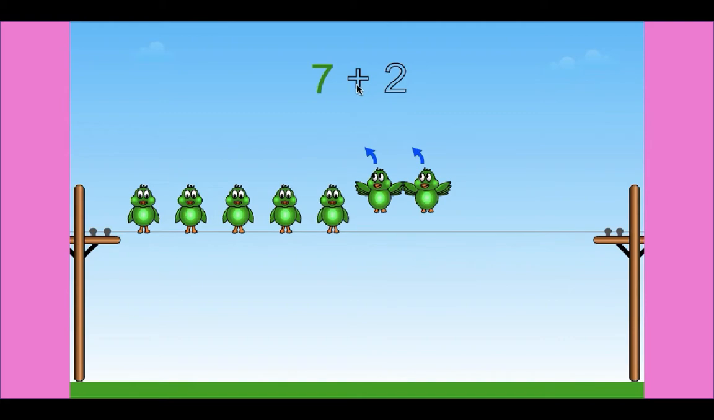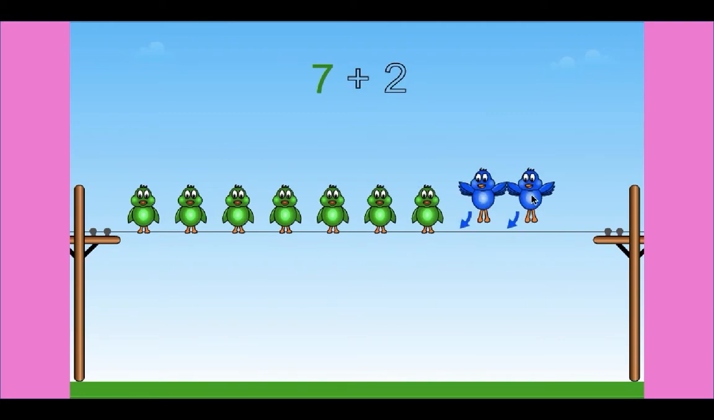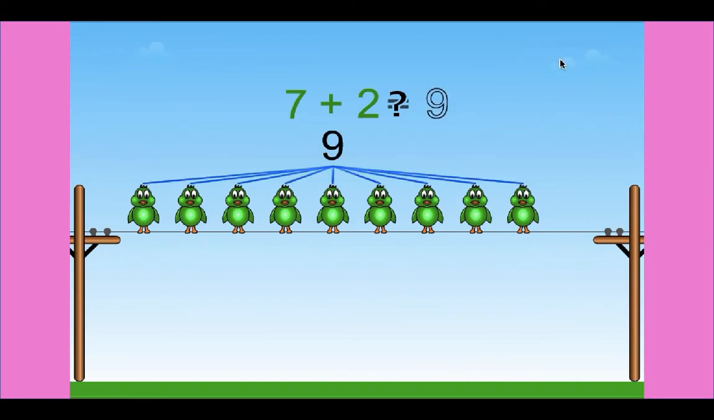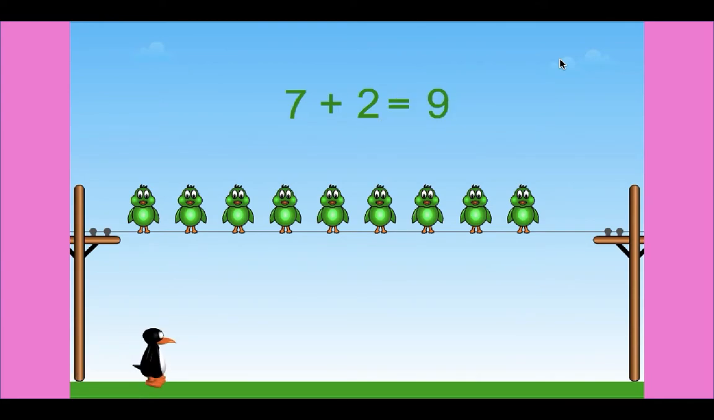So then Gigi said to get 7, and then to add 2. Remember that plus sign means I'm putting more. My amount should be getting bigger, so plus 2. And then to find the total, I count them all together. 8, 9, click on the 9. 7 plus 2 equals 9.